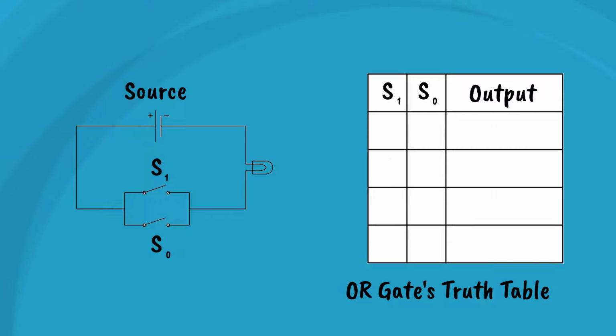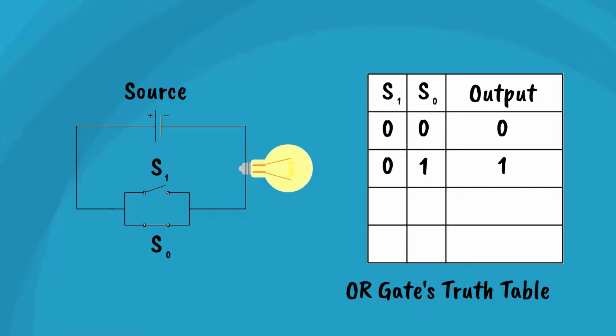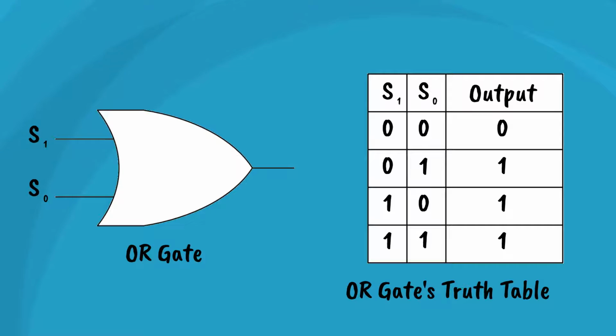Now, what if instead of having these two switches in series with each other, they were actually in parallel with each other? When S0 and S1 are both false, the output will be false. When S0 is true and S1 is false, the output will be true. When S0 is false and S1 is true, the output again will be true. When S0 and S1 are both true, the output will be true once more. What we just created is the truth table for the OR gate and describes how the OR gate operates.